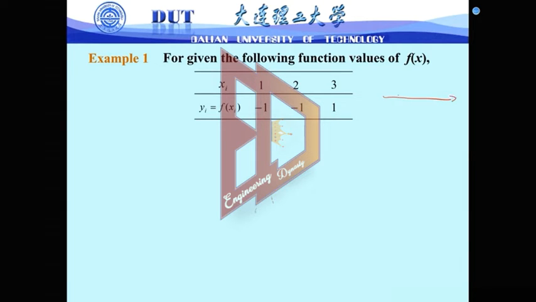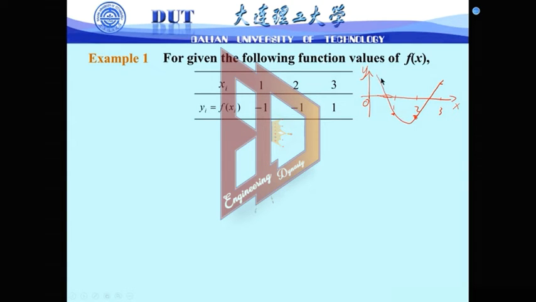So I show you the figure: 1, 2, 3, with values -1, -1, and 1. For example, -1 should be here, -1, -1, and 1. Here this is x, and here is 0, then here is y. That means we need to find a parabolic curve like this that satisfies the three conditions, passing through the 3 points.